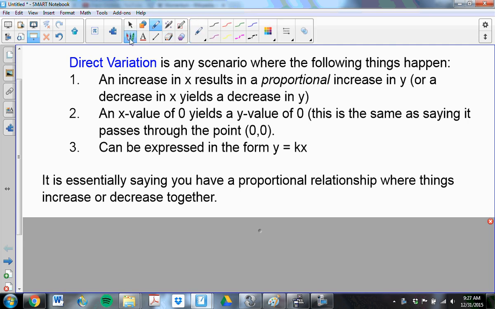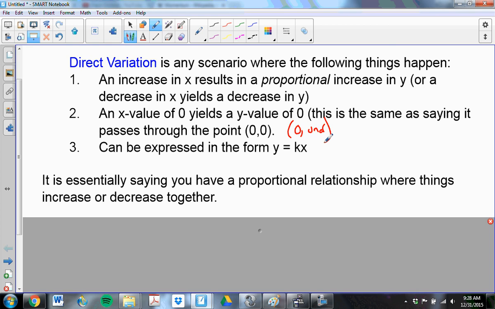Secondly, an x value of 0 yields a y value of 0. This is the same as saying it passes through the point (0, 0). So if ever x is nothing, y is also nothing. It is possible to go through the point (0, undefined). That actually happens in inverse variation, which we'll talk about later. Sometimes an x value of 0 just yields something that makes no sense, and that's undefined.